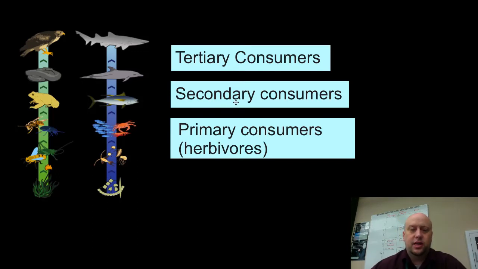We've got secondary consumers above those. Secondary consumers are those that eat the primary consumers, and then we've got tertiary consumers above that, and then we've got some things like apex predators that are at the very top. Your great whites, your birds of prey, tigers, lions, stuff like that, and to some degree humans.